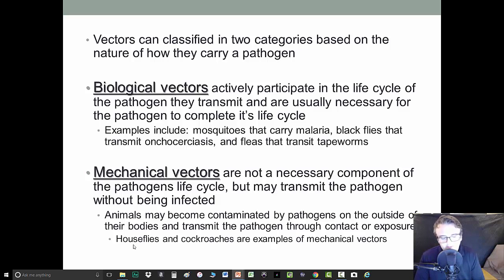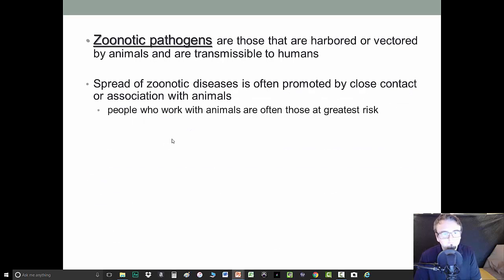The examples here typically revolve around things like houseflies and cockroaches. A fly may land on infectious material like animal feces and then pick bacteria or even viruses up on their feet and then fly into your sandwich, God forbid, and transmit that to your food. And that's a perfect example of a mechanical vector. So this is something that happens frequently, and biological vectors are a little more complicated and typically play more of an intimate role in the cycle of the pathogen.